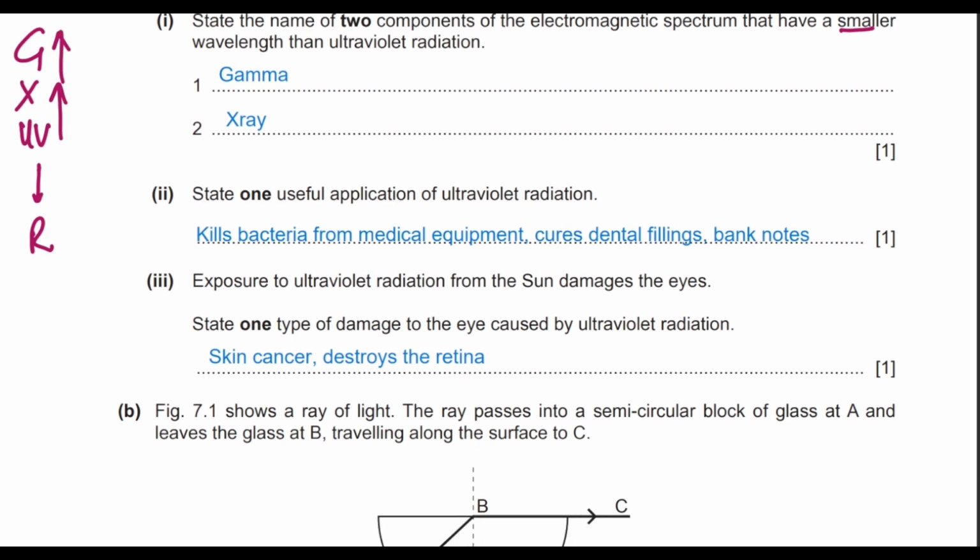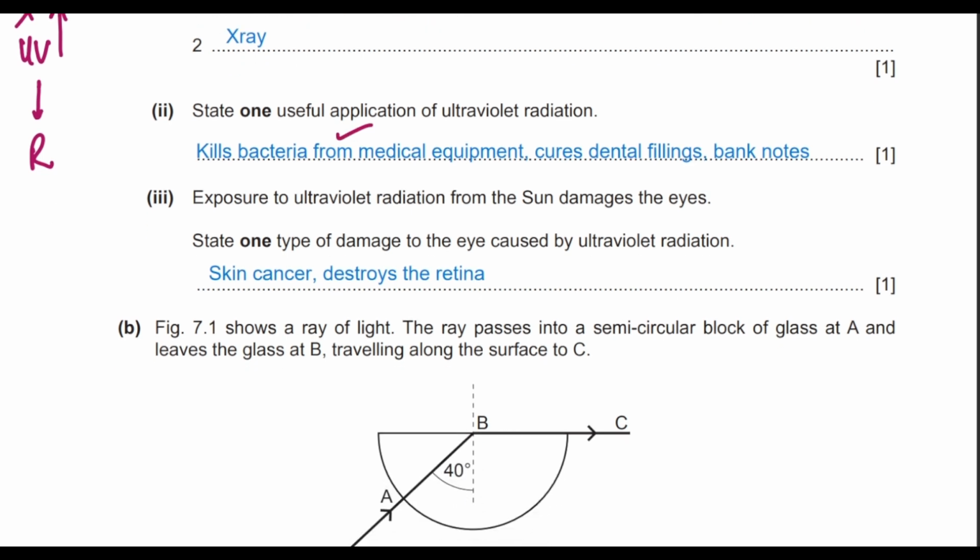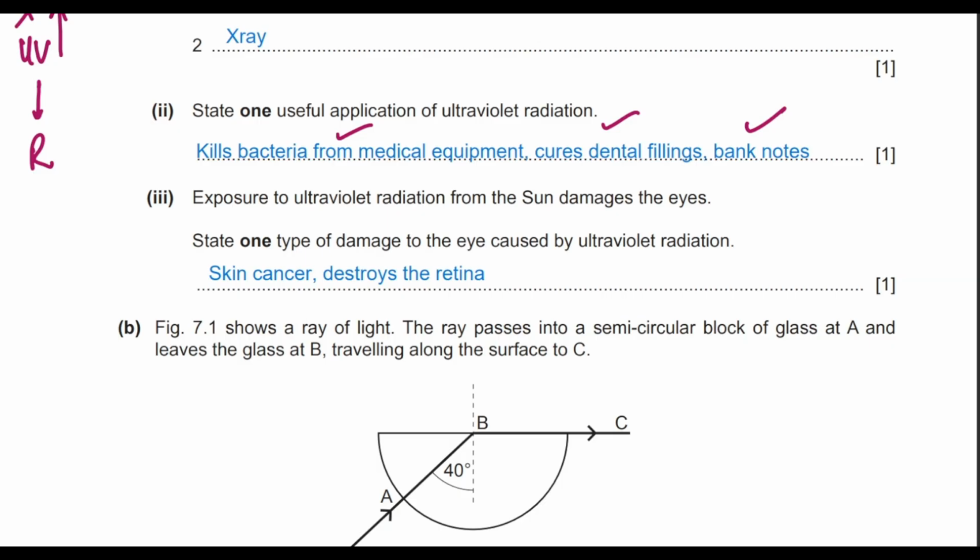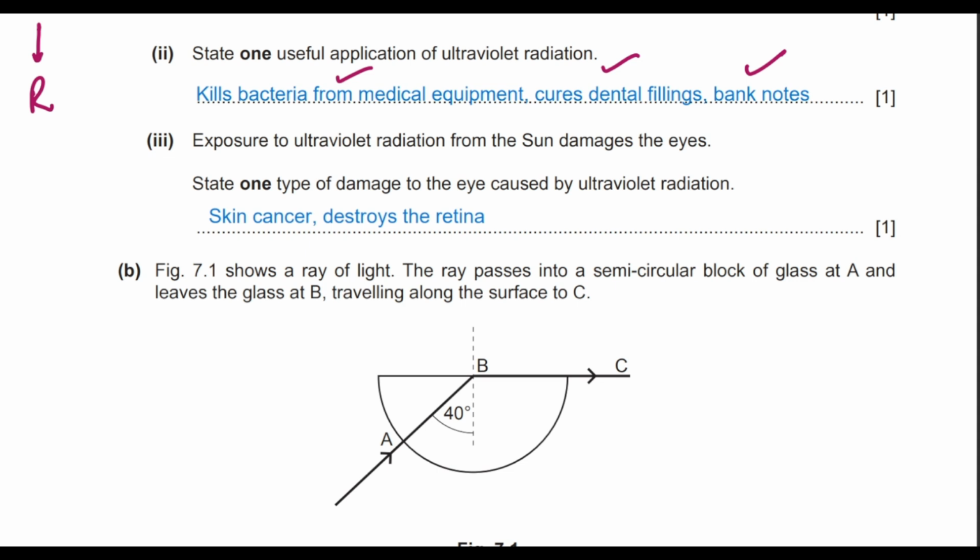State one useful application of ultraviolet radiation: it kills bacteria on medical equipment, it cures dental fillings, and checks for banknotes. You can also refer to the marking scheme. There are many more answers written over there, which you can use to memorize. It's up to you. He says exposure to the ultraviolet radiation from the sun damages the eyes. State one type of damage to the eye caused by ultraviolet radiation. So it can cause skin cancer, or it can ultimately destroy the retina or the lens of your eyes.